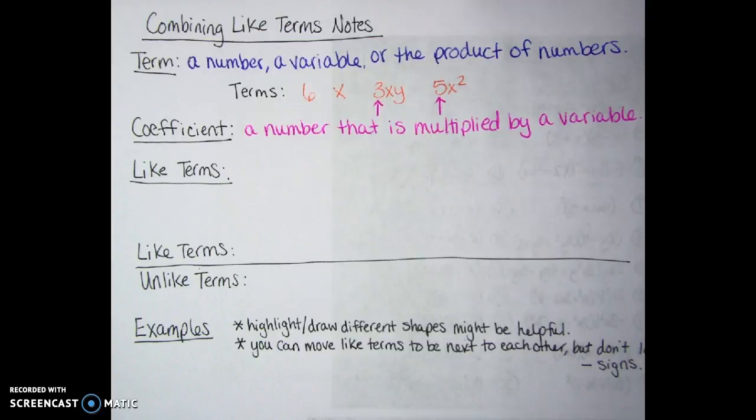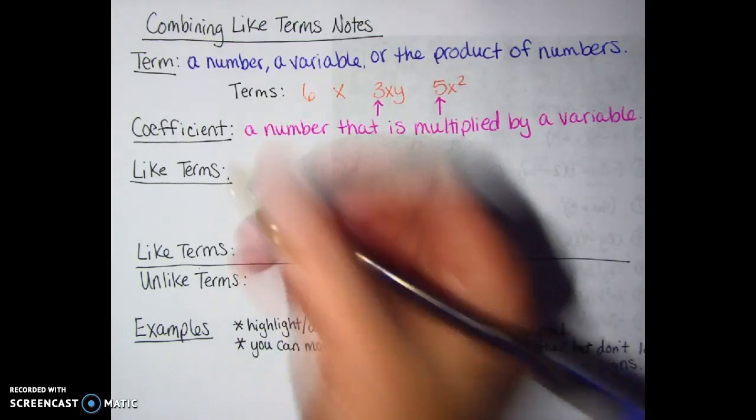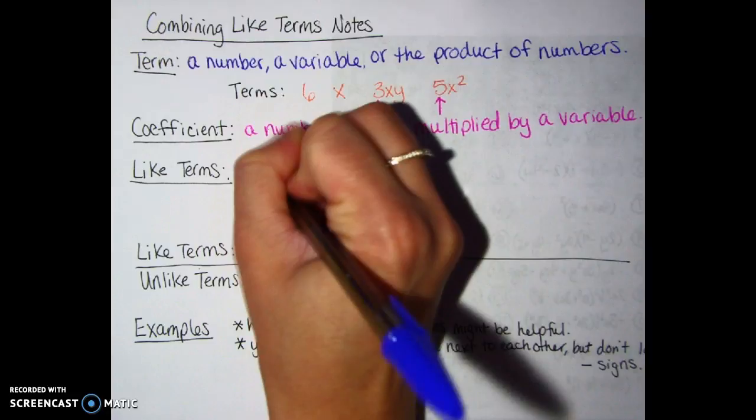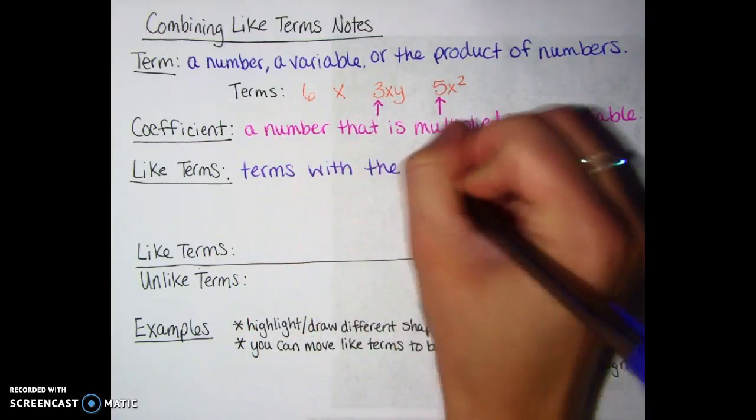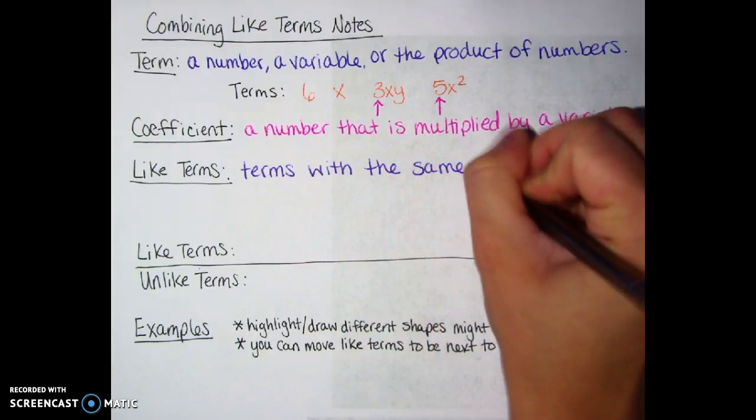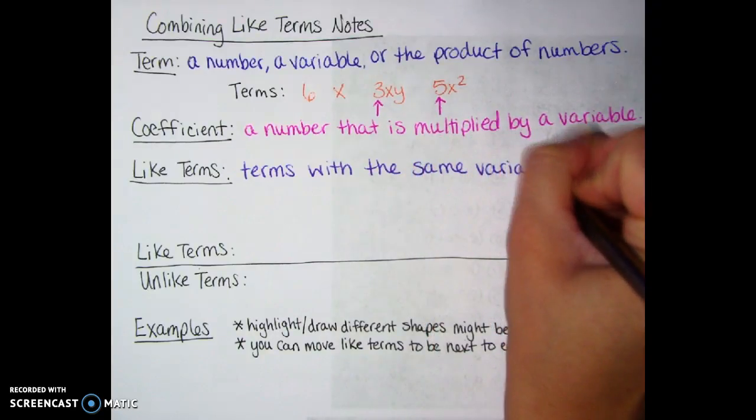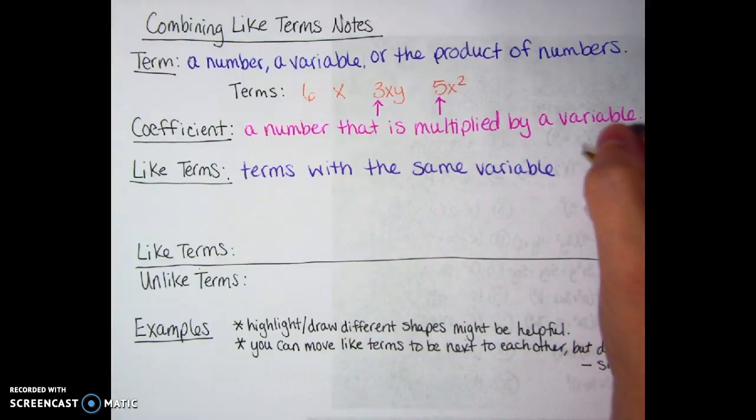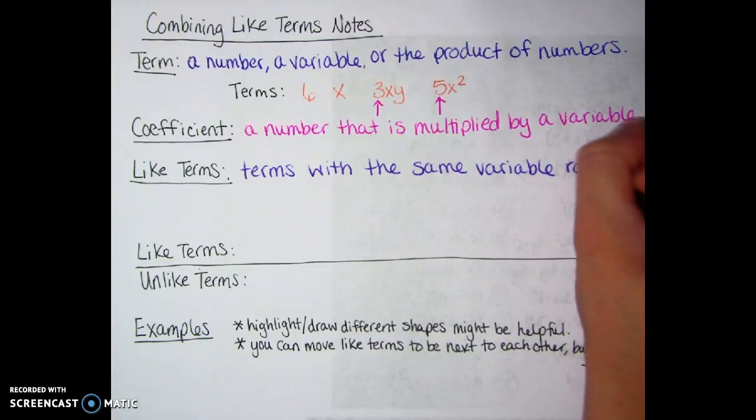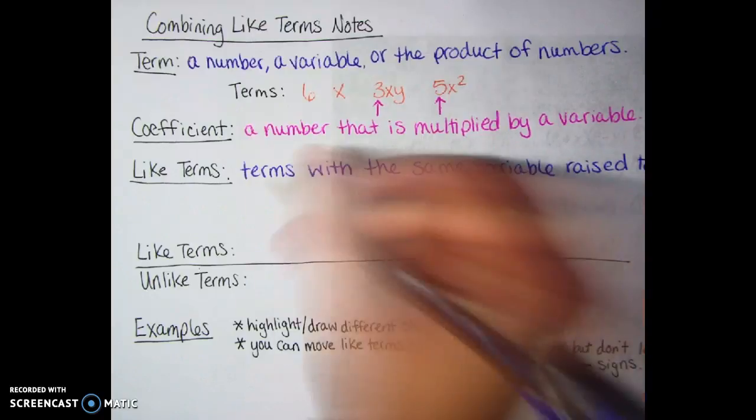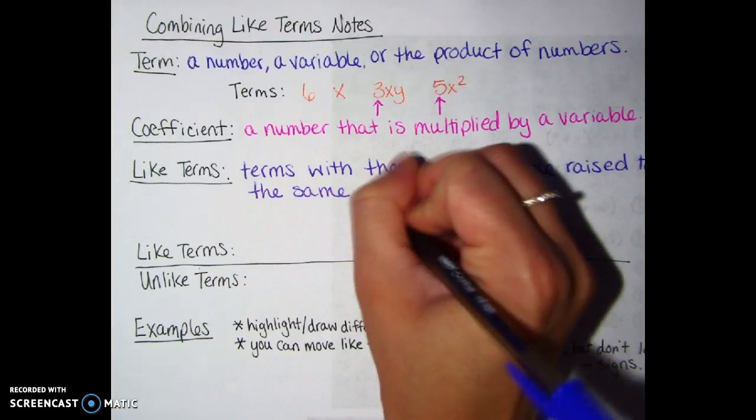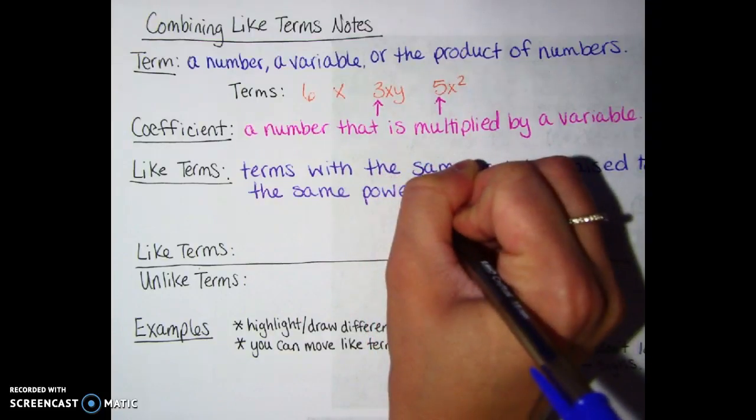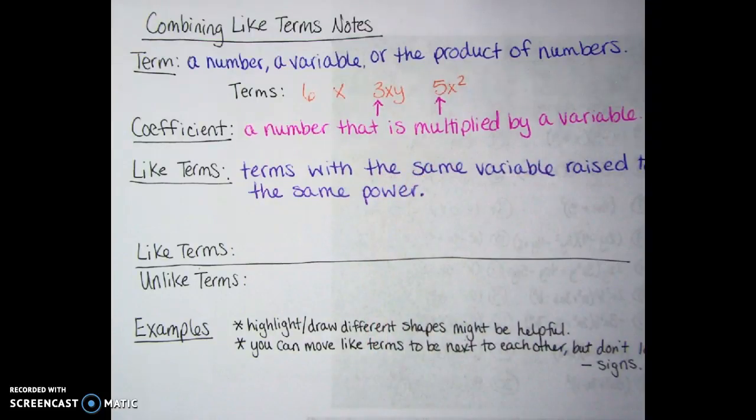Okay, next definition, like terms. These are terms with the same variable raised to the same power. So that's basically saying x and x squared are not like terms.